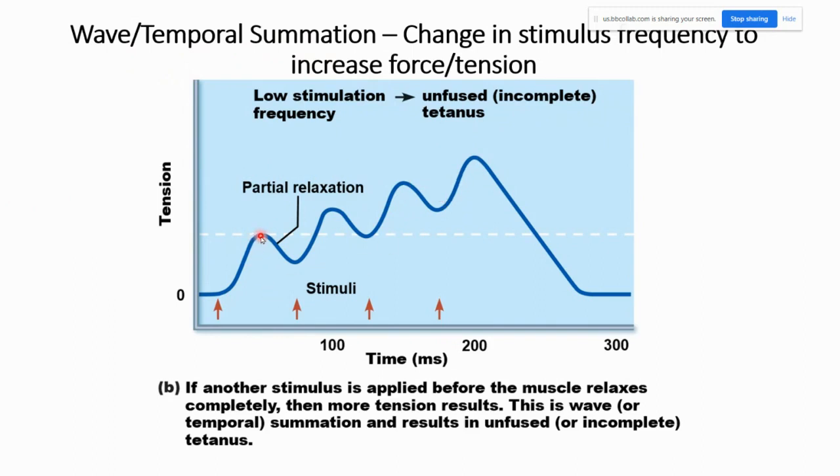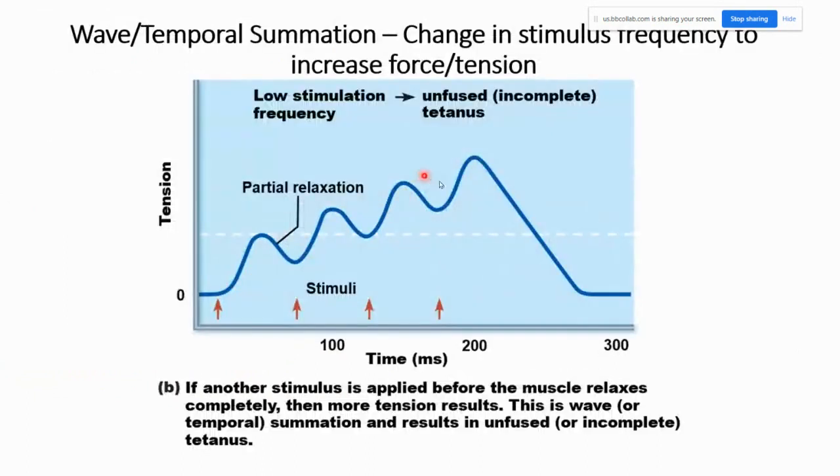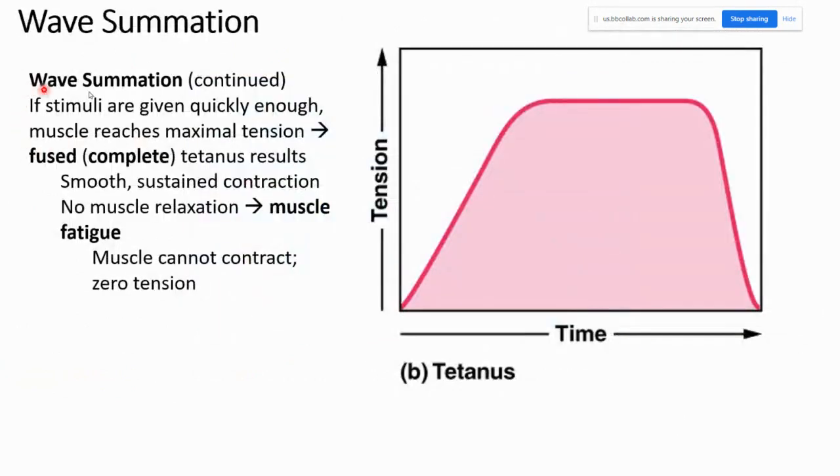But since it's partially relaxing in between, and by the way, this happens too fast to feel any relaxation, because it is partially relaxing, we call this, I'm going to go to the slide before, unfused or incomplete tetanus. That has nothing to do with a tetanus shot, by the way. Tetanus just means muscle contracting. So unfused or incomplete means we got a little bit of relaxation in between the wave summation, just like that. But what if we don't wait so long? What if we send another action potential in before it has time to relax, like right there? That's still wave summation, but this is called fused or complete instead of unfused or incomplete.